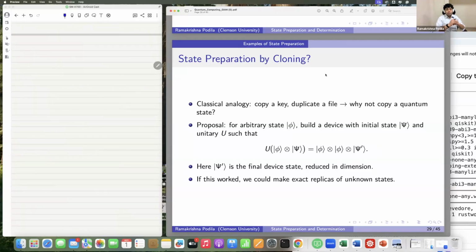Okay. So here in the no cloning theorem, basically what we are starting with again is the device in a state psi which has n particles.